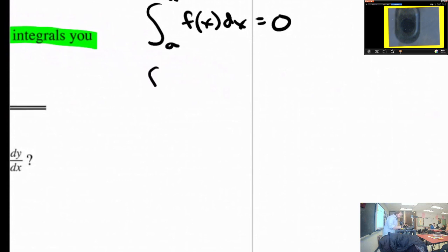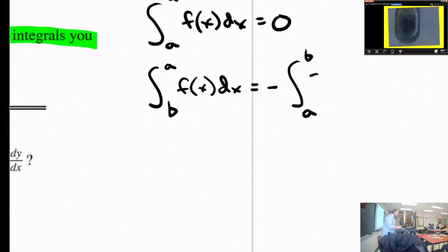The next rule is the integral from b to a of f of x dx. This equals the negative integral from a to b of f of x dx. Again, the only thing that changed there is that we changed the order. Instead of going from a to b, we go from b to a. And in order to do that, we have to make the whole thing negative. Really common AP Calc questions deal with this kind of stuff too.